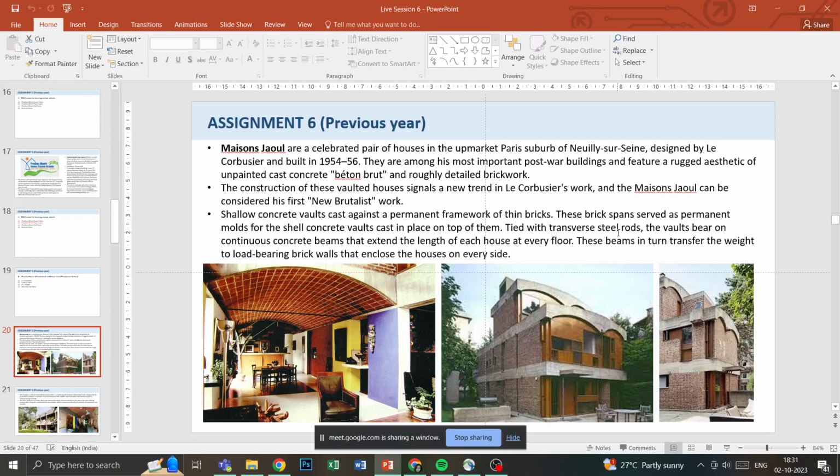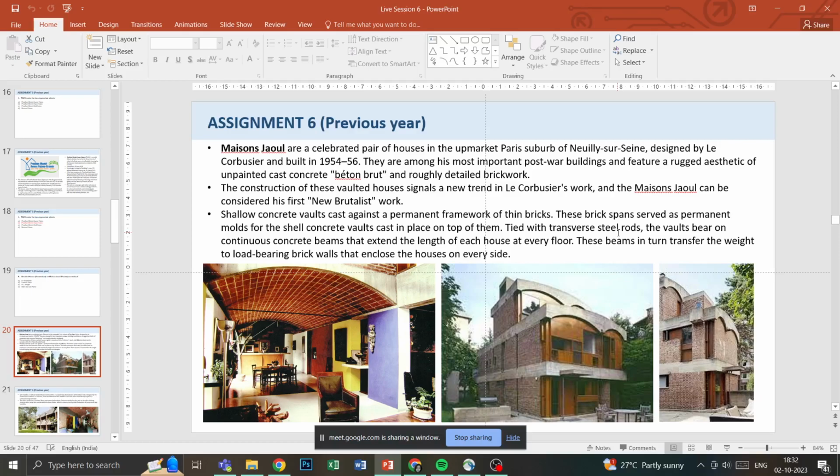with transverse steel rods. The vaults bear on continuous concrete beams that extend the length of each house at every floor. These beams in turn transfer the weight to load-bearing brick walls and enclose the house on every side. So these are concrete vaults which are putting their weight on the concrete beams, and the concrete beams are transferring the weight to the load-bearing wall structures.